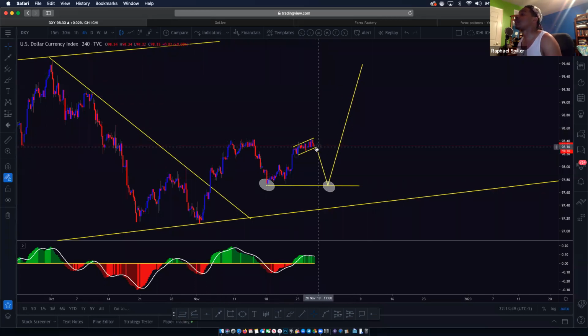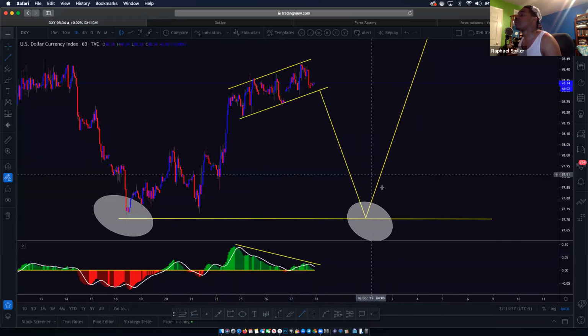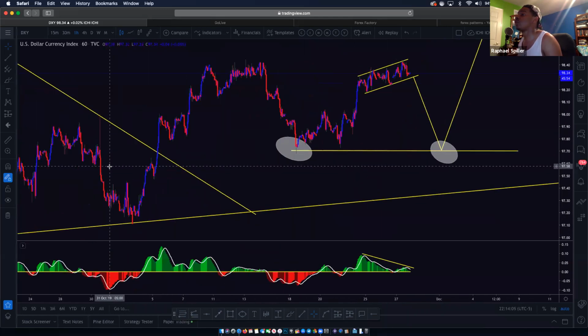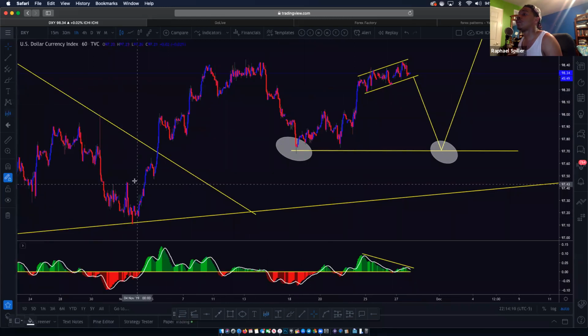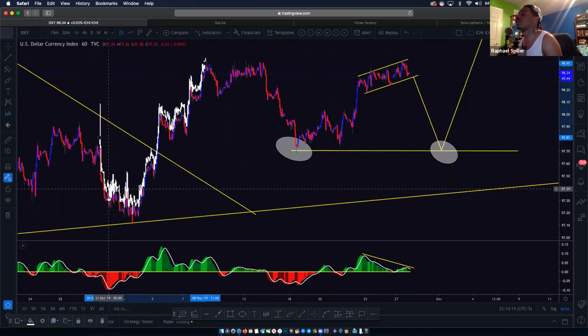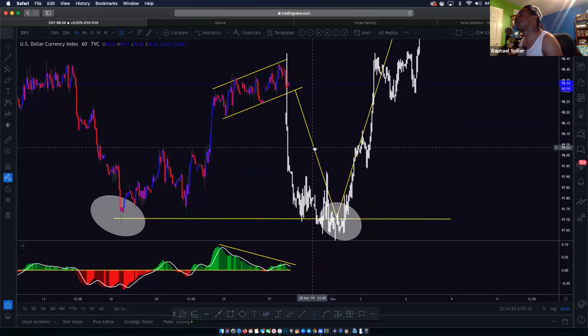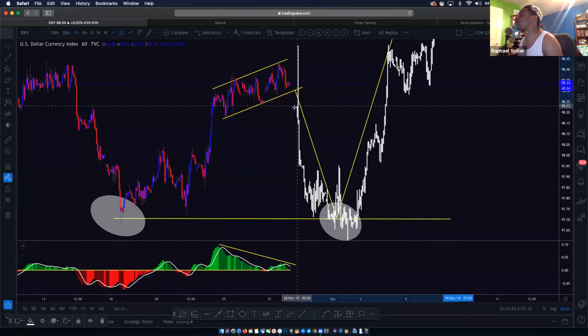DXY, we're expecting a minor down move, right? We also have divergence on the 1 hour, a minor down move to this area, and then we're expecting some form of a reversal pattern to shoot up. So to give you a gist of what I mean, we're expecting something like this. Expecting something like this.